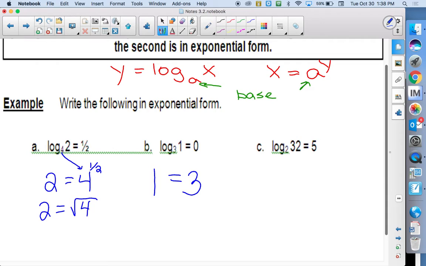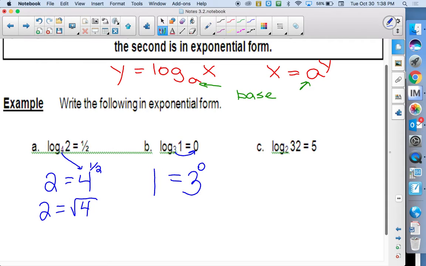What's the exponent? Oh, 0. Did you say that? I got very confused for a second. Does 3 to 0 equal 1? Yeah, that's right. So 3 is the base, the exponent is 0, and it's equal to 1.